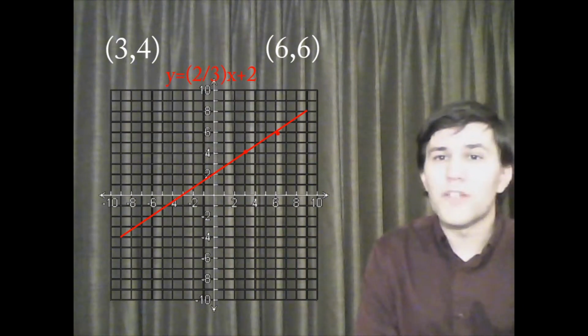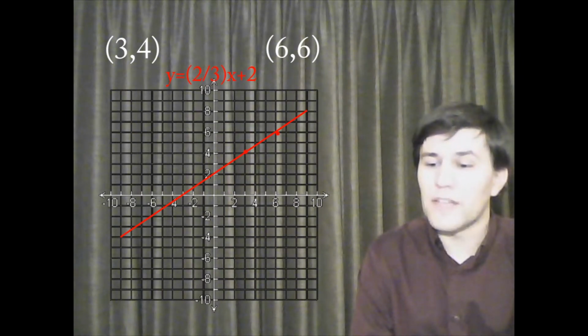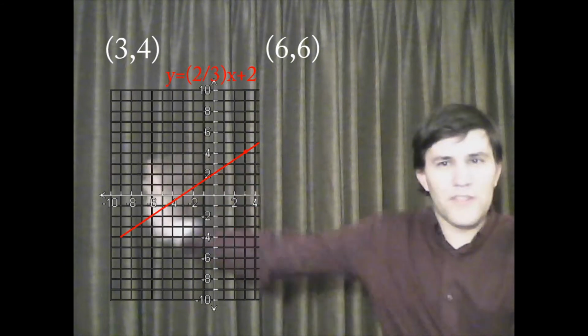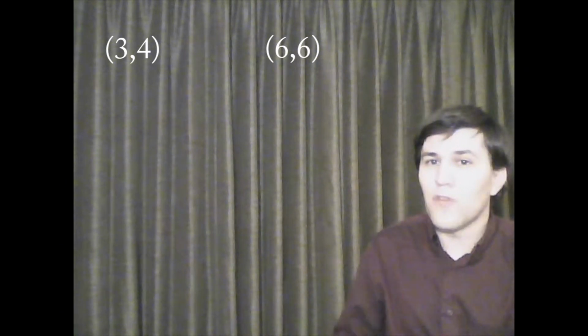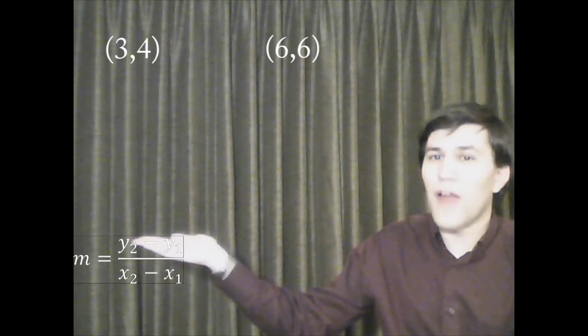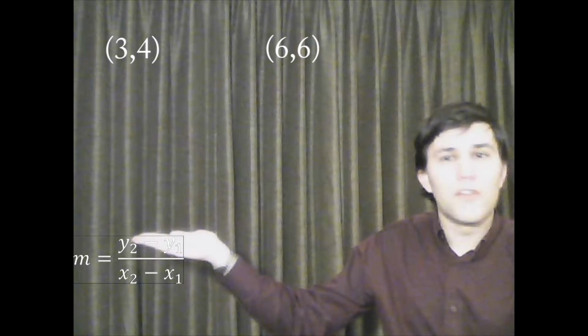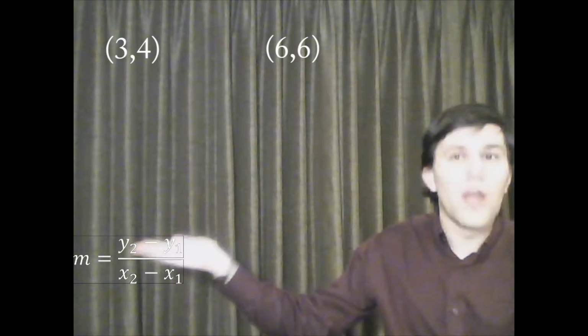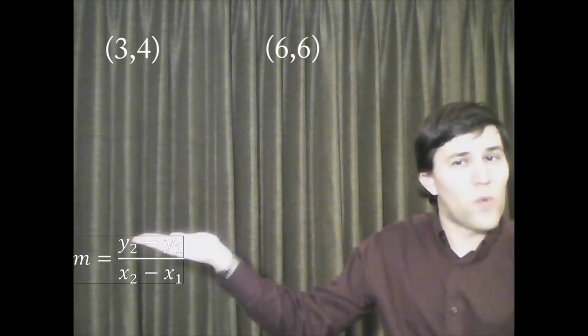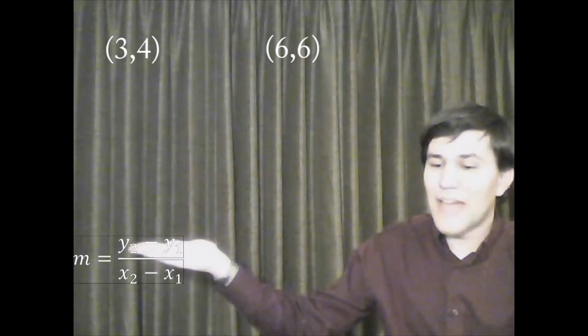Next, we're going to look at a way to do this algebraically. So to do this, we're first going to have to clear off this graph, and then we're going to use the slope formula. So if you recall from previous lessons, the slope formula says that m equals y2 minus y1 over x2 minus x1. Don't let the subscripts confuse you. Remember that this just means the slope equals the change in y divided by the change in x.